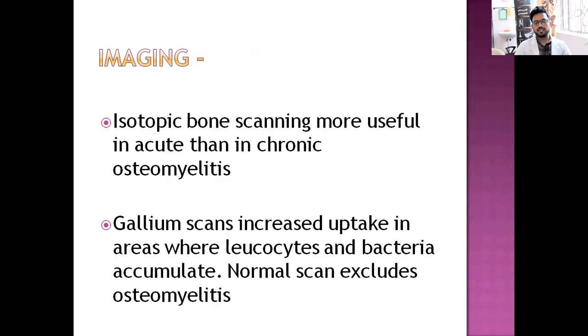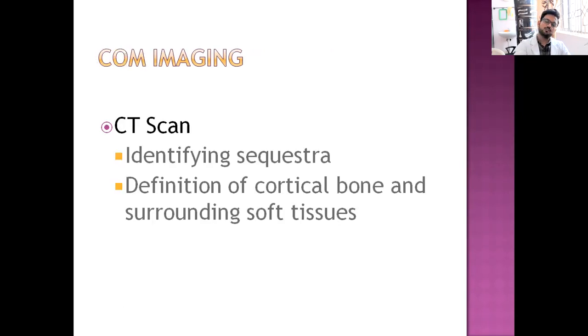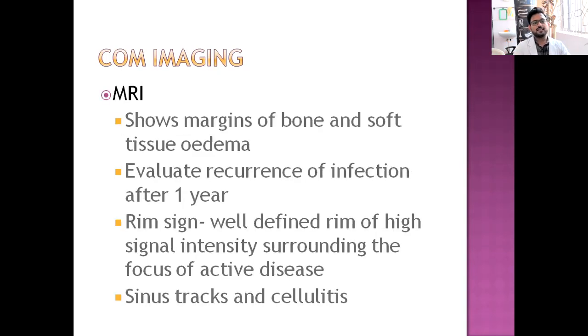Next is the imaging. Isotope bone scanning is more useful in acute than in chronic osteomyelitis. Gallium scans show increased uptake in areas where leukocytes and bacteria accumulate. A CT scan can also be used to identify the proper sequestra. After the sonography, we can again go back to the CT scans. CT scans are best to identify the sequestra, the definition of cortical bone and surrounding soft tissues. Next is the MRI. It shows margins of the bone and soft tissue edema, and evaluates recurrence of infection after 1 year. Rim signs can also be seen in MRI. It is a well-defined rim of high signal intensity surrounding the focus of active disease. Sinus tracts and cellulitis can be seen.